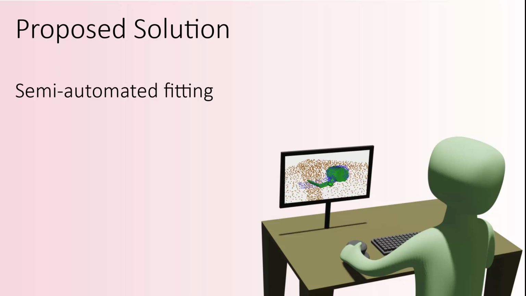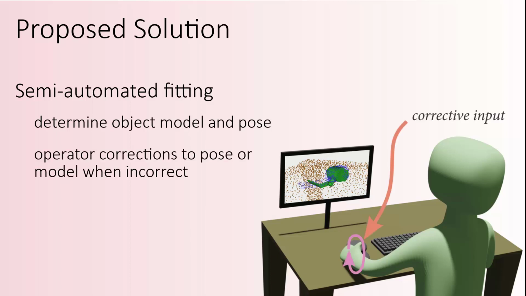In our proposed method, users select points of interest and the system will attempt to automatically determine both the appropriate model and pose of the object. When the system is incorrect, the user can make corrections either to the selected model or model pose in order to help the system correctly register the object.